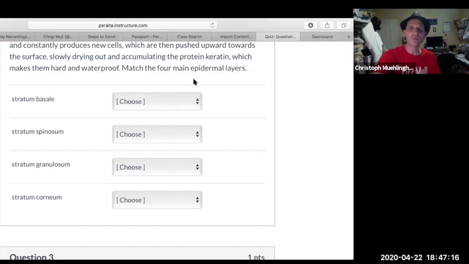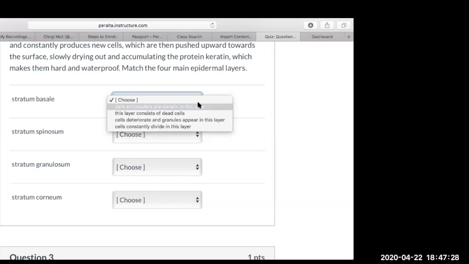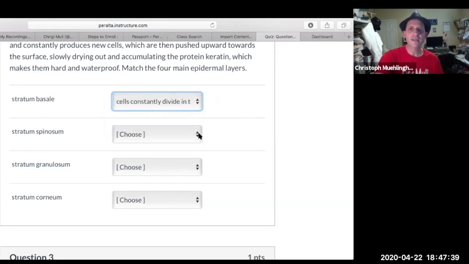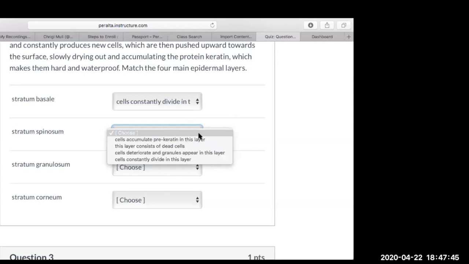Match the 4 main epidermal layers. So stratum basale is which one? Anybody who hasn't spoken yet? Nobody, huh? I think it is cells constantly dividing in this layer, Jennifer. Cells constantly, yes. Good. Next, stratum spinosum. You want to do another one, or you're good with that? I'm good with that. Good.